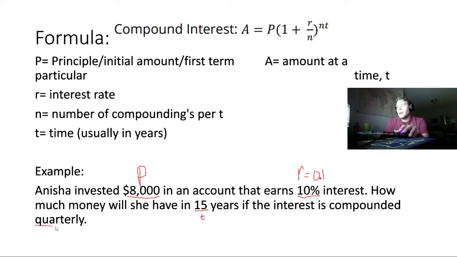And then it says compounded quarterly. So this is per year. How many times per year? We're not interested in the total number of compoundings. It's just how many per year. Well, that will be N equals 4.